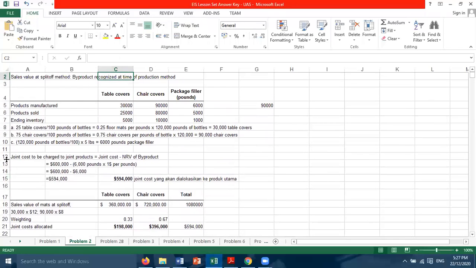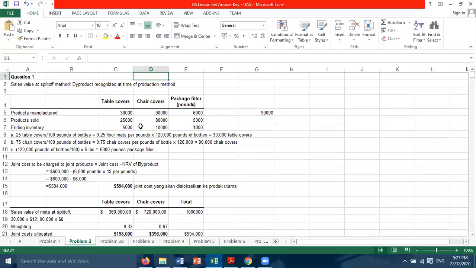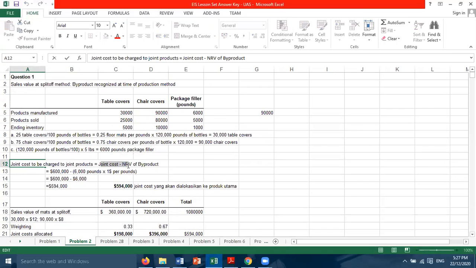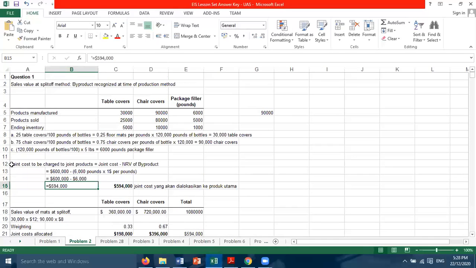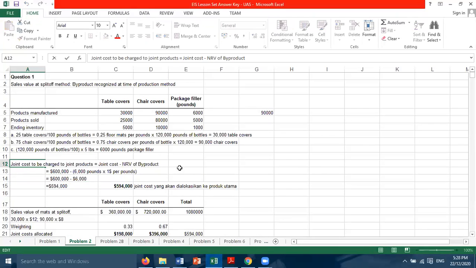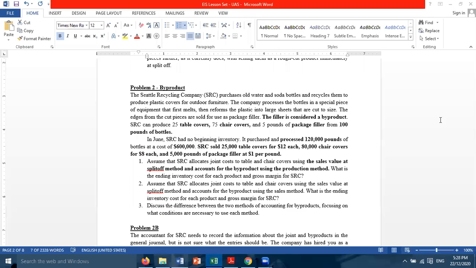Now, one thing to note here is that since we have a byproduct and we are using the production method to account for this byproduct, the net realizable value of the byproduct will be deducted, or will decrease the total joint cost allocated. In this case, at first, the total joint cost is 600,000. But we know that the byproduct can have a net realizable value of $6,000, deducted from here.